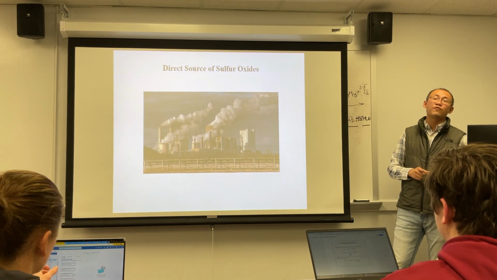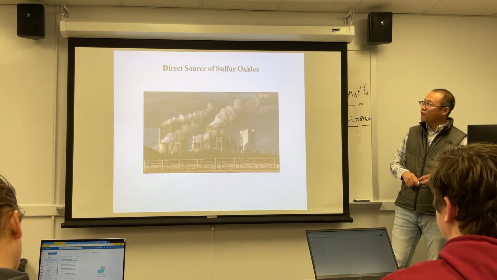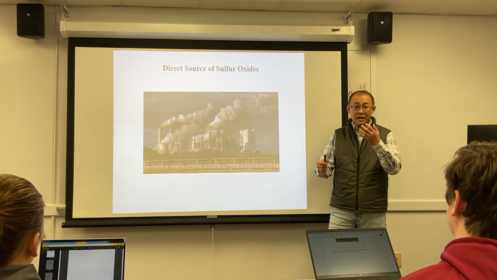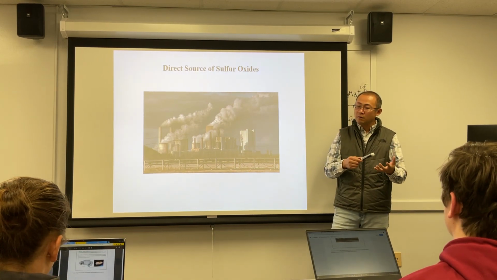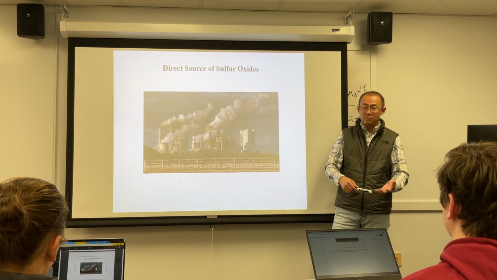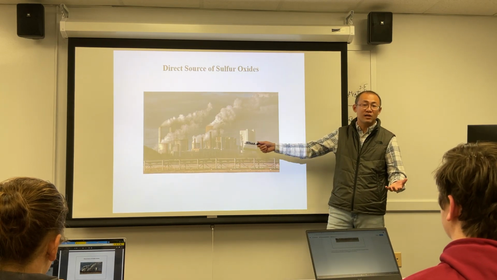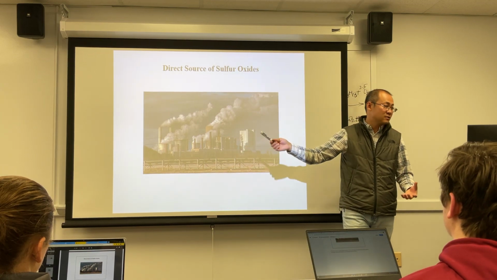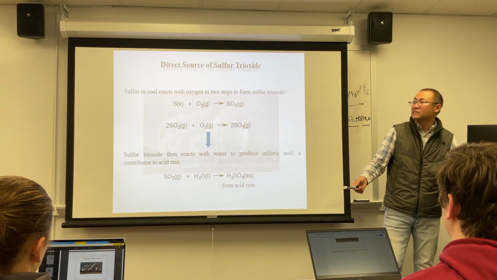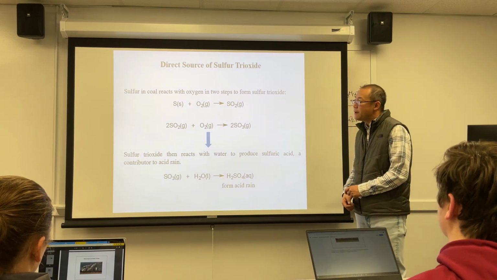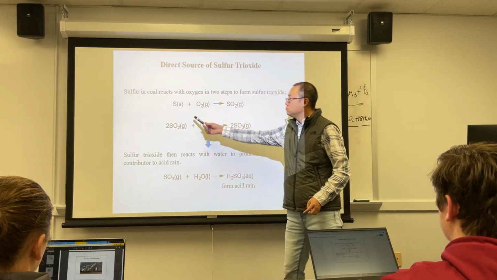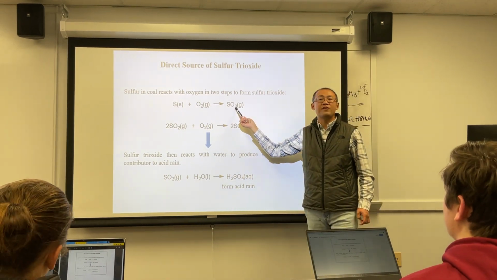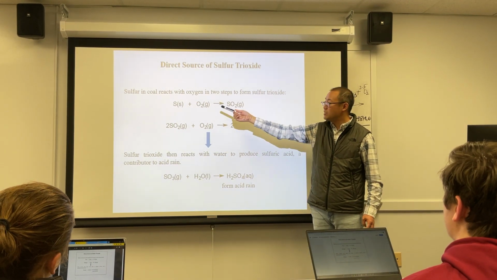First is sulfur oxides. Sulfur oxides are mainly from burning coal, including coal-powered power plants and industry. They burn coal themselves to produce energy. So here is a picture showing you a direct source of sulfur oxides. But here are the reactions. The first step is sulfur in the coal reacts with oxygen to produce sulfur dioxide. This reaction is already balanced, right?